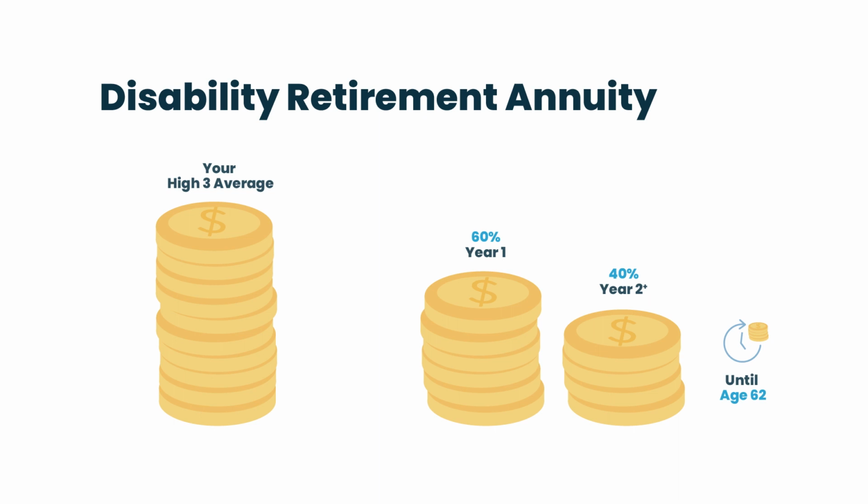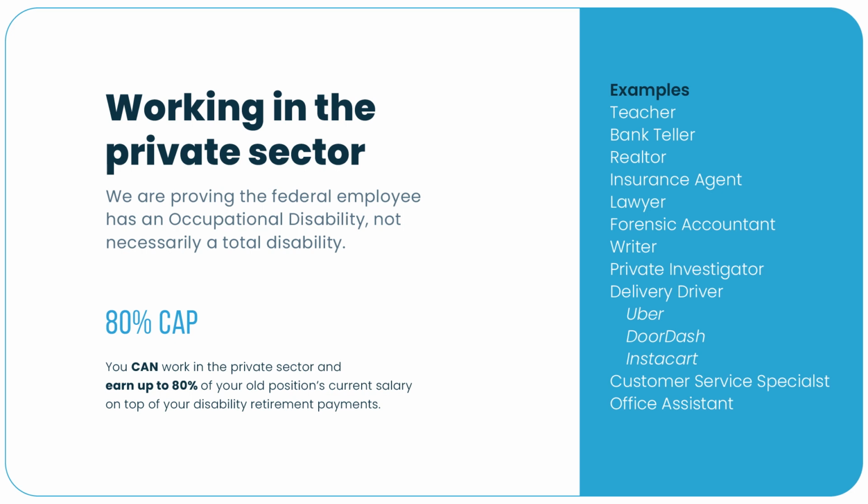So once you have stopped working for the federal government and are receiving this disability retirement pay, you can also work in the private sector and make up to 80% of what your previous position's salary is making. So many of our clients do go on to start new careers doing other things. As long as you are under that 80% income cap and you stay within your doctor's medical restrictions, you can supplement the income you will be receiving for your federal disability retirement with work in that private sector.